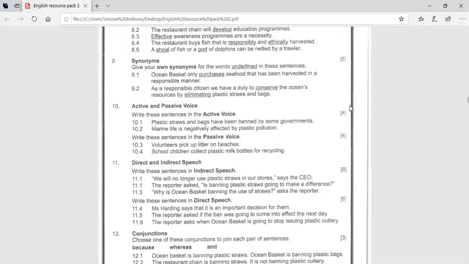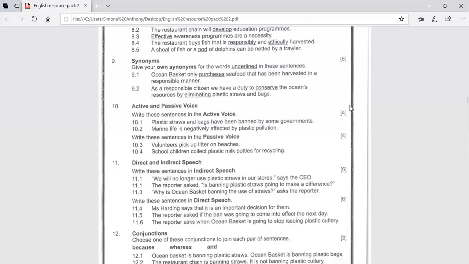9.1, Ocean Basket only purchases seafood that has been harvested in a responsible manner. So purchases there, another word would be buy. 9.2, as a responsible citizen, we have a duty to conserve the ocean's resources by eliminating plastic straws and bags. So there it would be conserve. The synonym for conserve would be to save, protect, or look after. Eliminate would be getting rid of completely or doing away with.